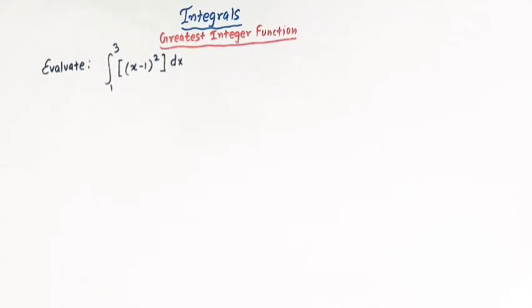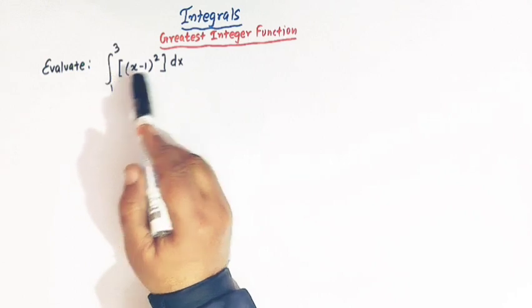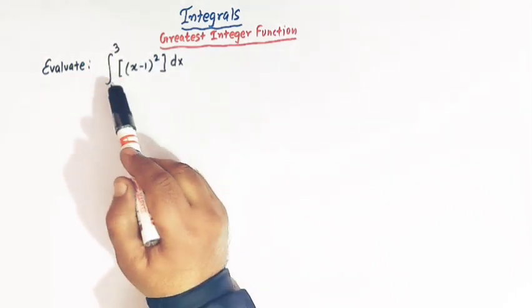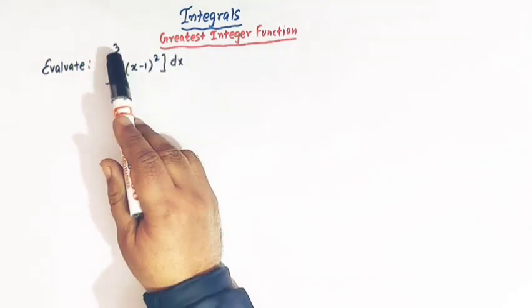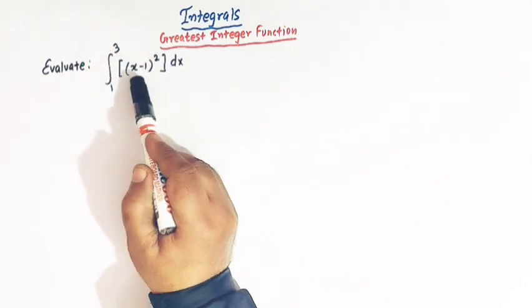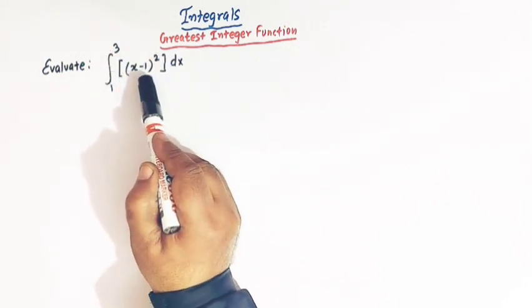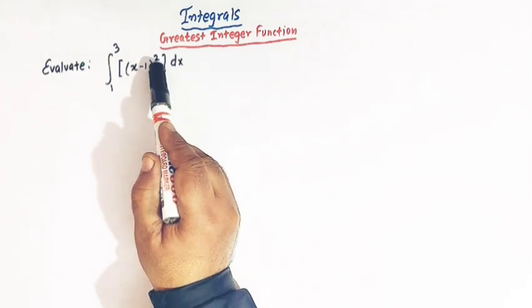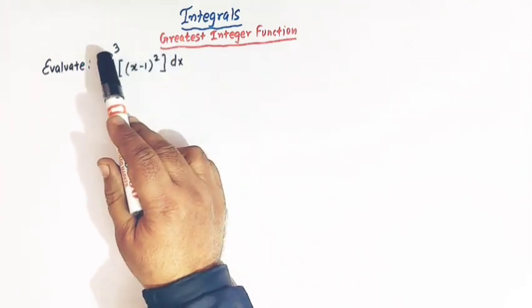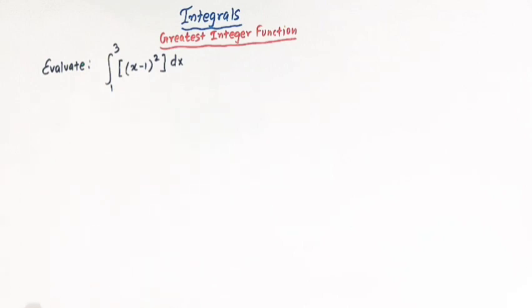Hello viewers, in today's class we are going to discuss yet another important and very conceptual problem from definite integrals involving the greatest integer function. So in this class we'll evaluate this important integral, the integral from 1 to 3 of the greatest integer of (x minus 1) whole square. This problem is going to be very useful for beginners.